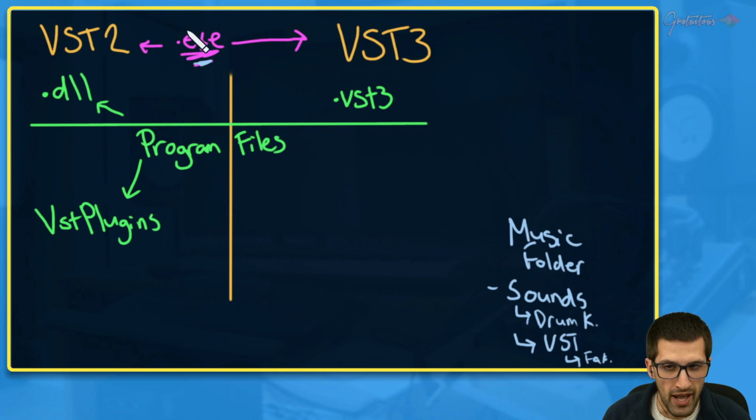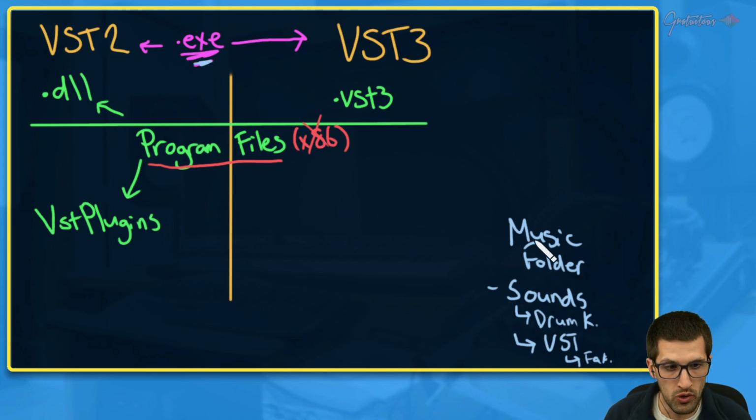So again, we install from an executable file, whether it's VST2 or VST3. The VST2 installs the DLL, okay? VST3 installs a VST3 file. They're both installed in Program Files. Again, if you check out the last video, I told you if it's x86, that is 32-bit, and we don't want 32-bit. We want our plugins just to be in the regular Program Files, okay? Not x86, okay?